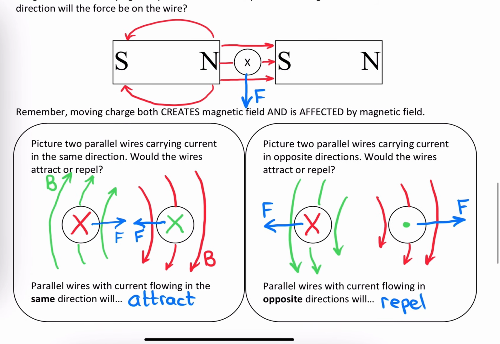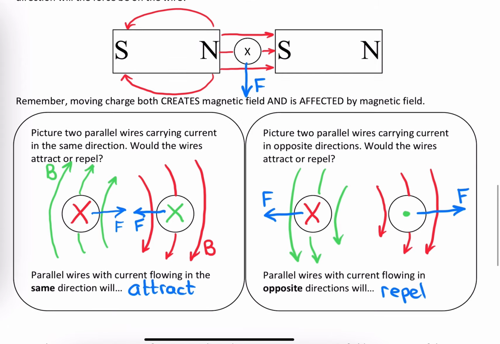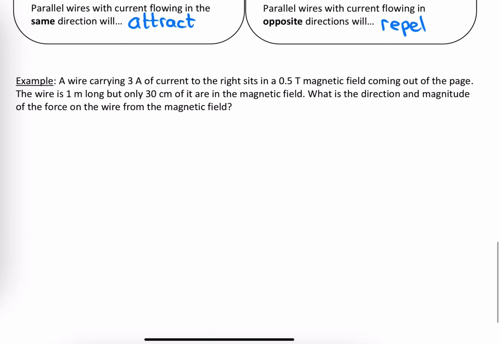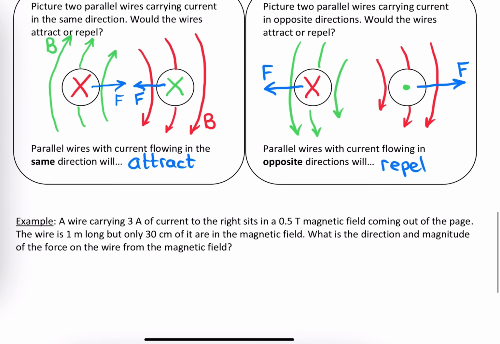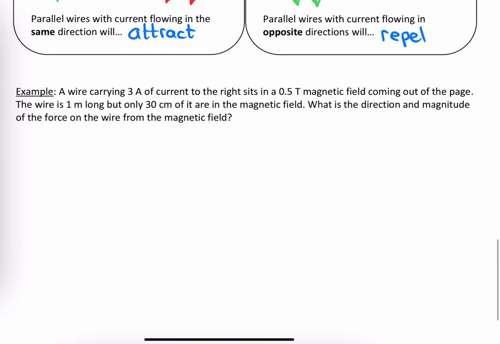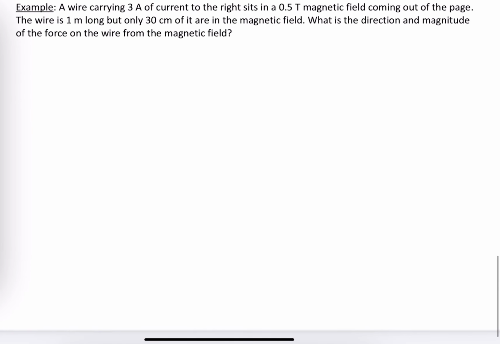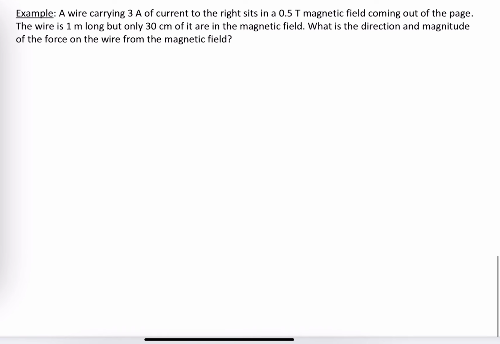Now, these two examples have been really focused on understanding the concept here and getting the direction down. I think it's best if we do at least one example where we've got some calculation involved as well. So let's do that now. A wire carrying 3 amps of current to the right sits in a 0.5 Tesla magnetic field coming out of the page. I am going to draw this. So we've got a magnetic field coming out of the page. That means dots.